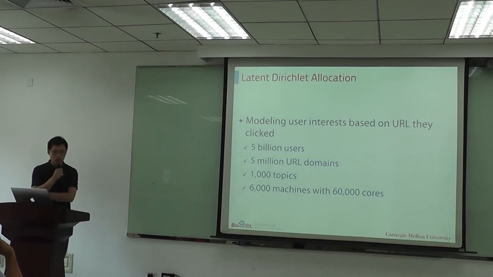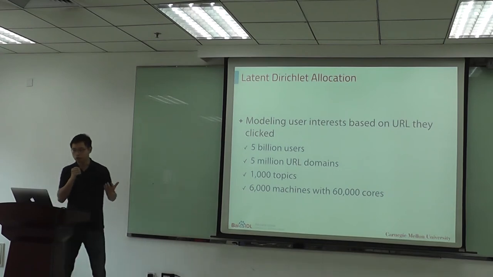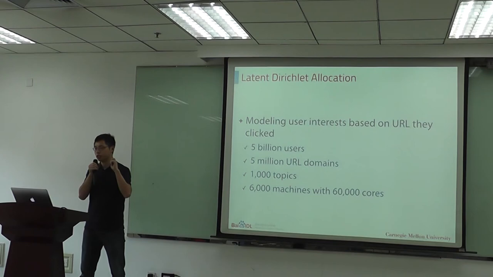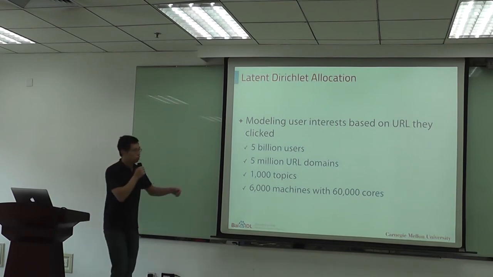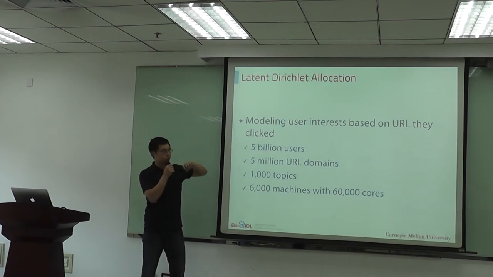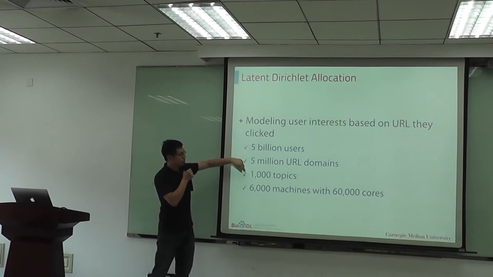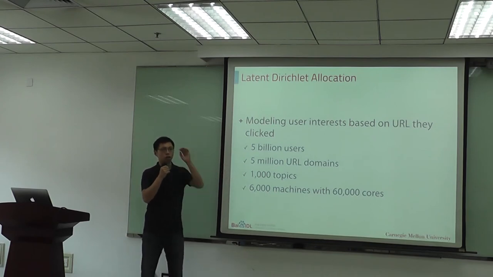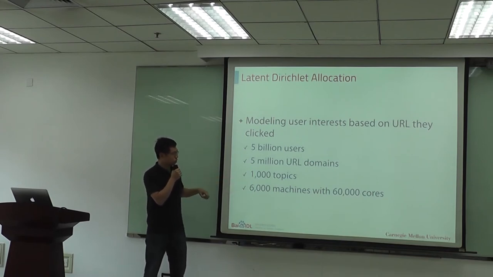The next application is LDA, the topic model. What we do is model the user interest based on the URL directly. We use up to 5 billion users and we observe which user clicks which URL. It's an unsupervised method, so it works like clustering. And we want to group the users into about 1,000 topics. Because it's much more expensive than the linear classification, we use more machines, about 6,000 machines. Each machine has 10 cores.